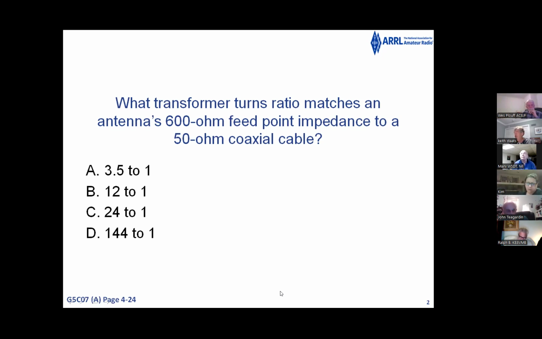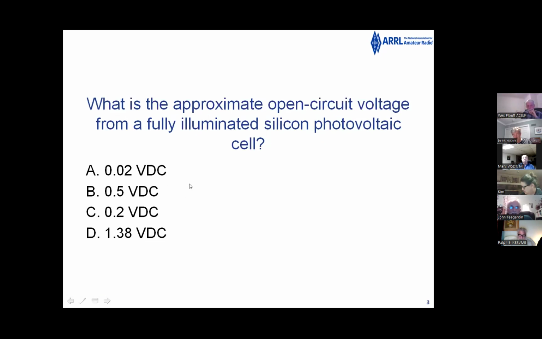Wish I had my calculator up here. But would that be right? So 60 divided by 5 is 12, and then the square root of 12 is 3.5, I believe. Just guessing. So 3.5 to 1. A. And so here's an easy one.